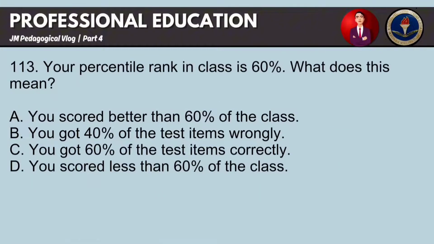Your percentile rank in class is 60%. What does this mean? A. You scored better than 60% of the class. B. You got 40% of the test items wrongly. C. You got 60% of the test items correctly. D. You scored less than 60% of the class.